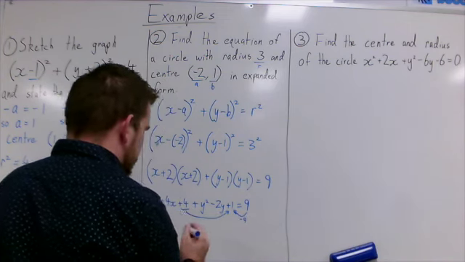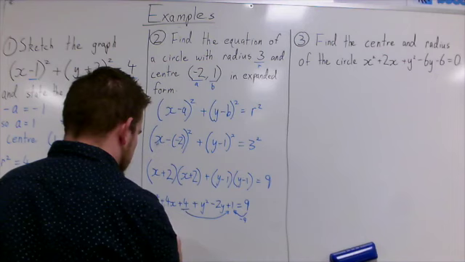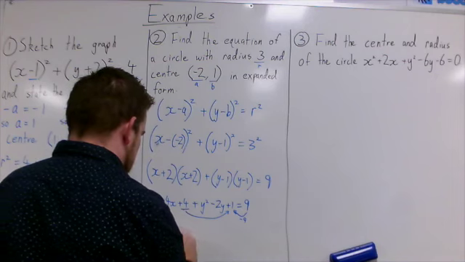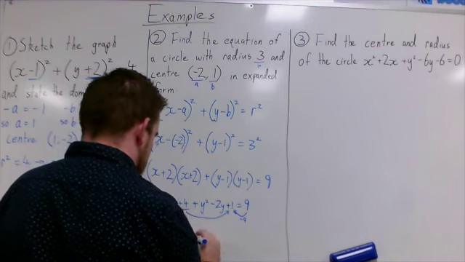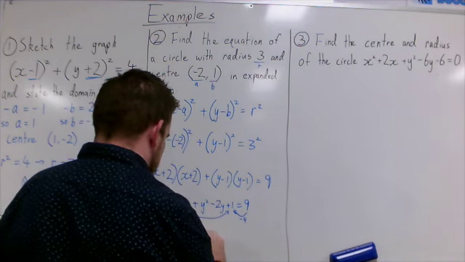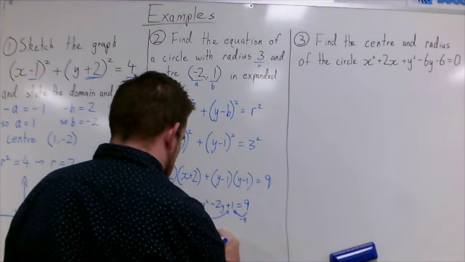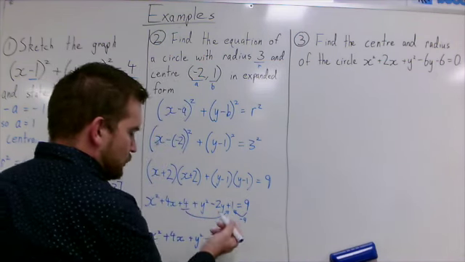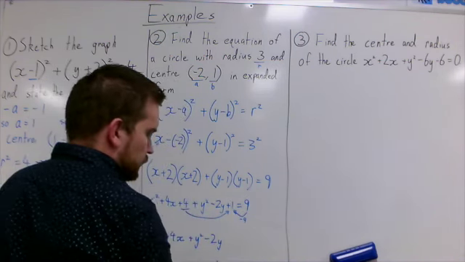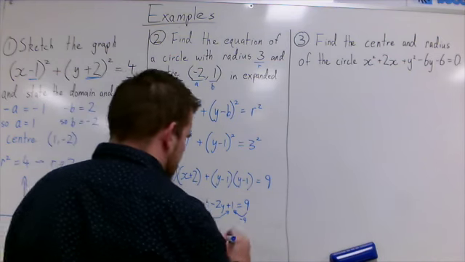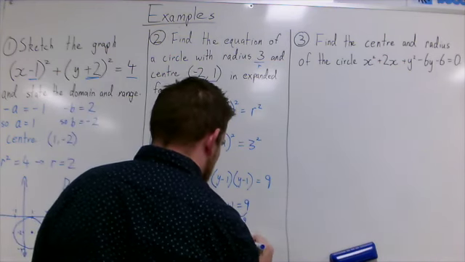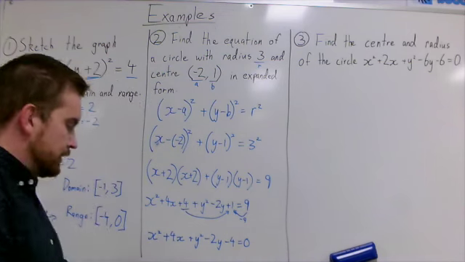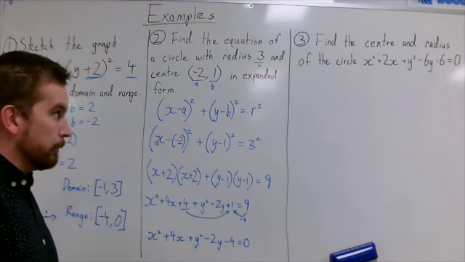So we go through and we'll rewrite everything else. So we'll go x squared plus 4x plus y squared minus 2y. And then when we get to the number part, we're going to do 4 plus 1, which is 5. And then we're going to minus off the 9. So 5 minus 9 is minus 4 equals 0. And that's it, done in expanded form.